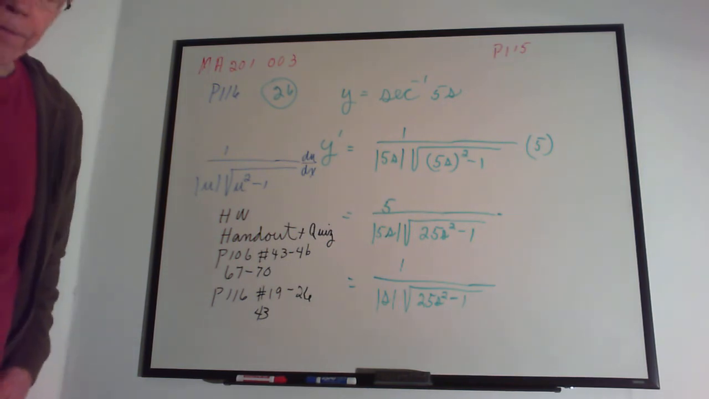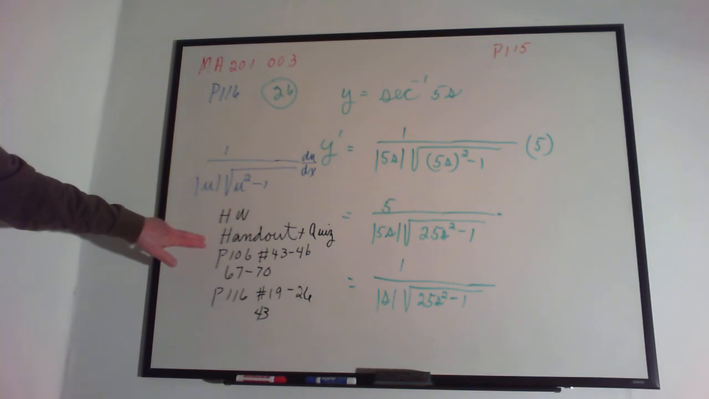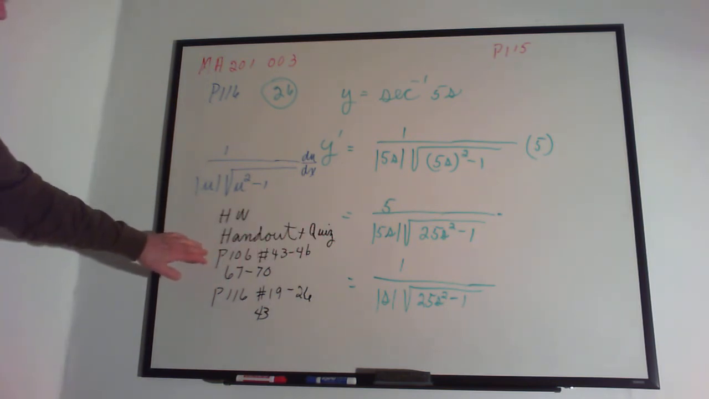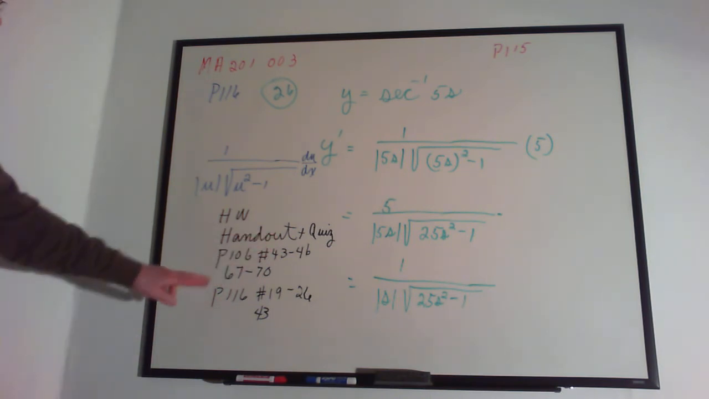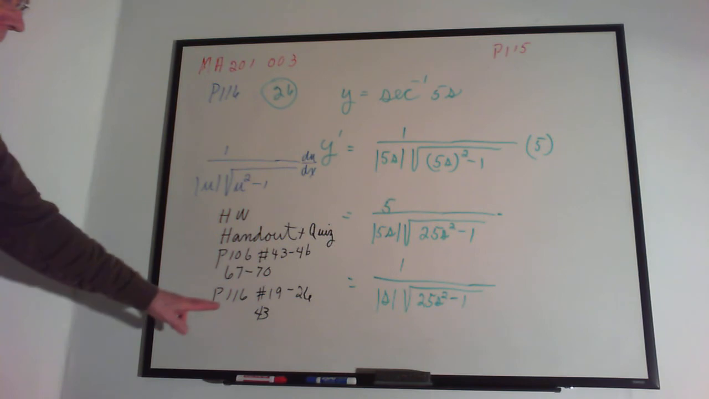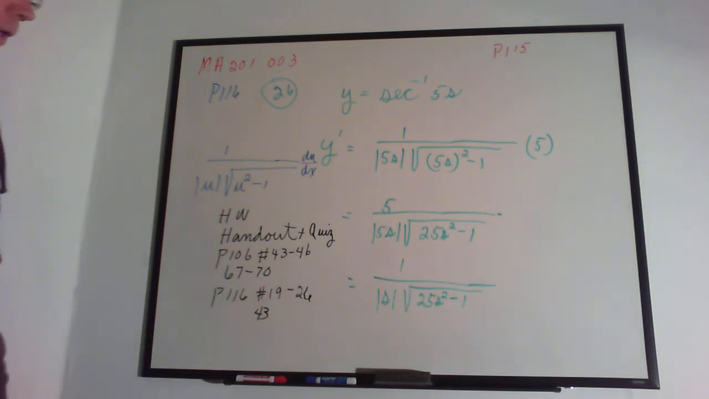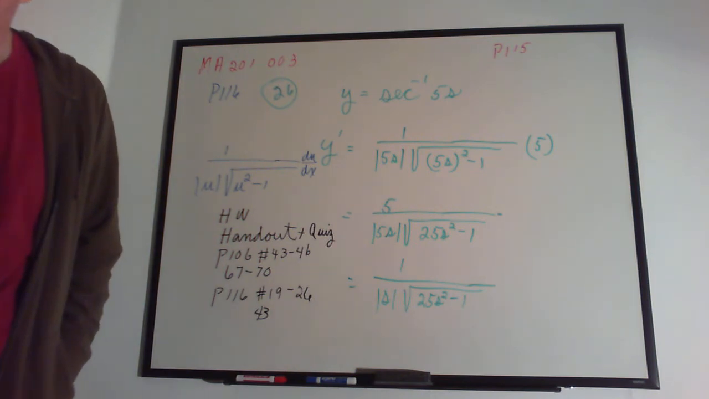All right, I'm going to leave 44 for the next time. Homework is your handout. I'll send you a handout by email. You have a quiz on my math lab. Page 106, numbers 43 through 46, 67 through 70. Page 116, numbers 19 through 26, and number 43. All right, now if you got an 80 or less on the test, there's a makeup test on my math lab for you. You have to take it within a week.